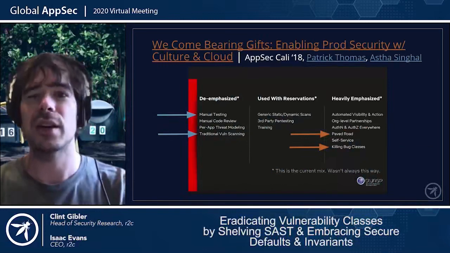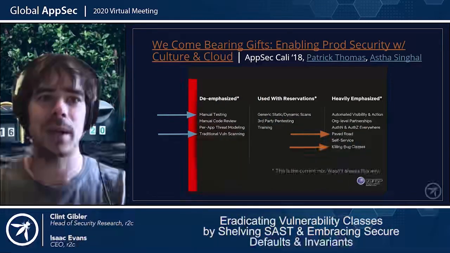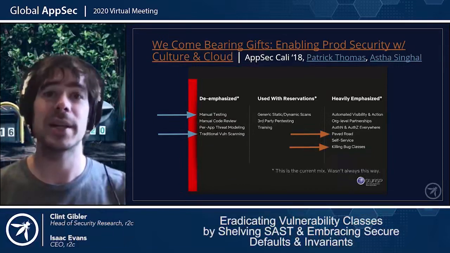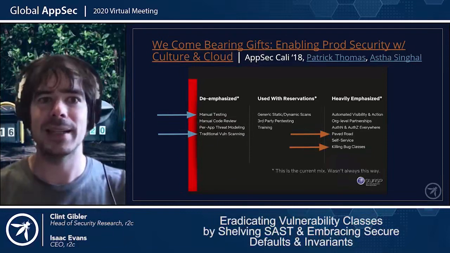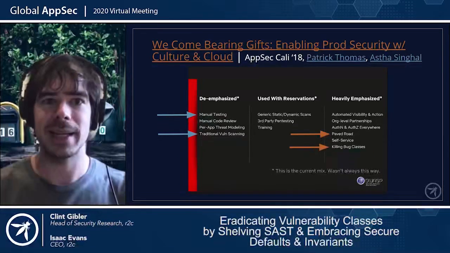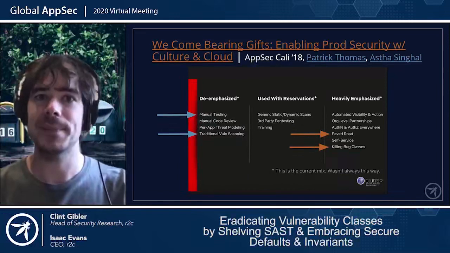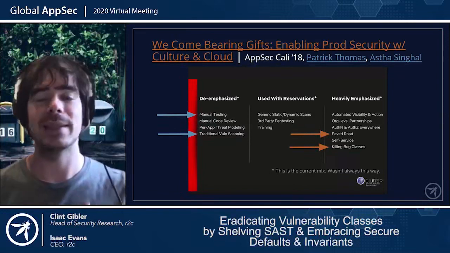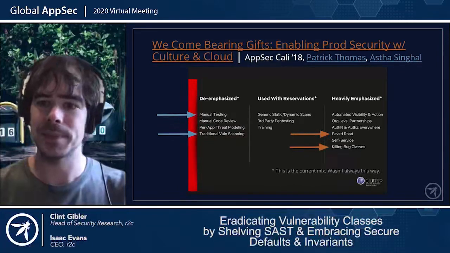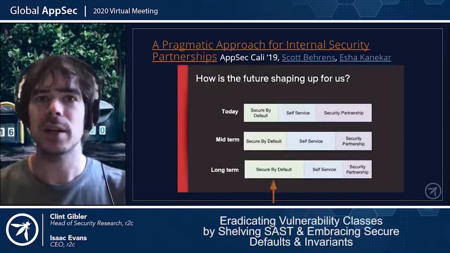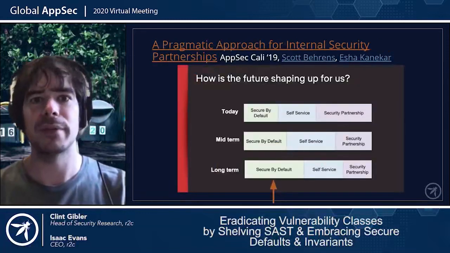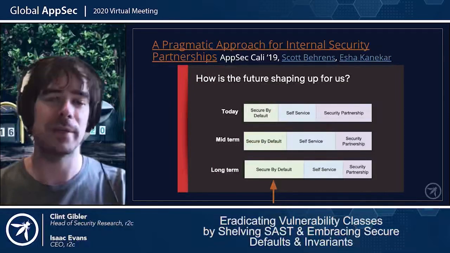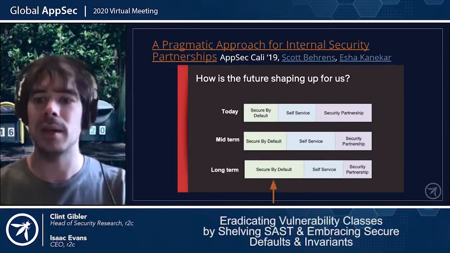So first, this is a talk by Patrick and Asta of Netflix a couple of years ago. On the left-hand side, under de-emphasized, this is their priorities for their AppSec program. They are de-emphasizing manual testing, like pen testing, as well as traditional vulnerability scanning. And on the right-hand side, heavily emphasized is a paved road, that is secure defaults and killing bug classes. This is another talk by Scott and Isha, also of Netflix. So the following year at AppSec Cali, notice how secure by default is a core part of their security program, and notice that it's only growing over time.